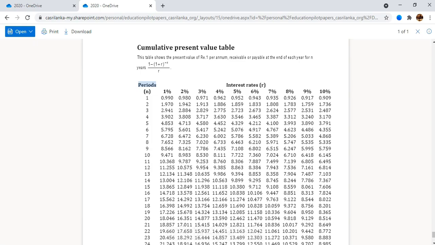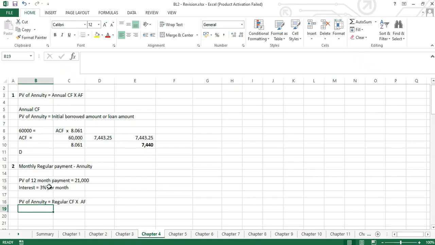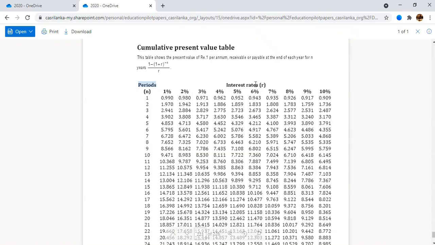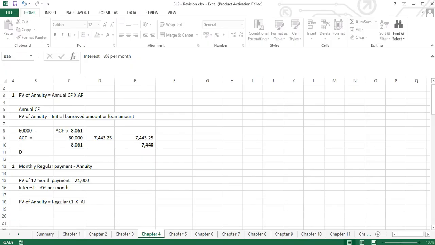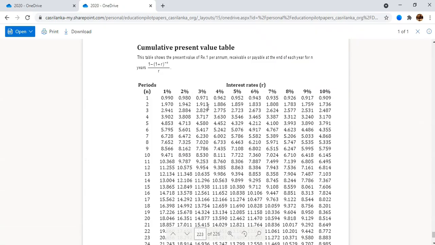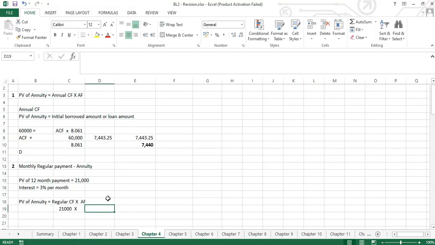Alright. So what you need to do is, since it's 3% per month, it doesn't matter. You can straight away look up this table. So, basically, therefore, you could write regular cash flow 21,000 multiplied by the annuity factor 3% in the 12th period. So, 12 months and 3% per month. Okay, both must reflect the same days. In that case, the annuity factor is 9.95. 21,000 equals that. Sorry.